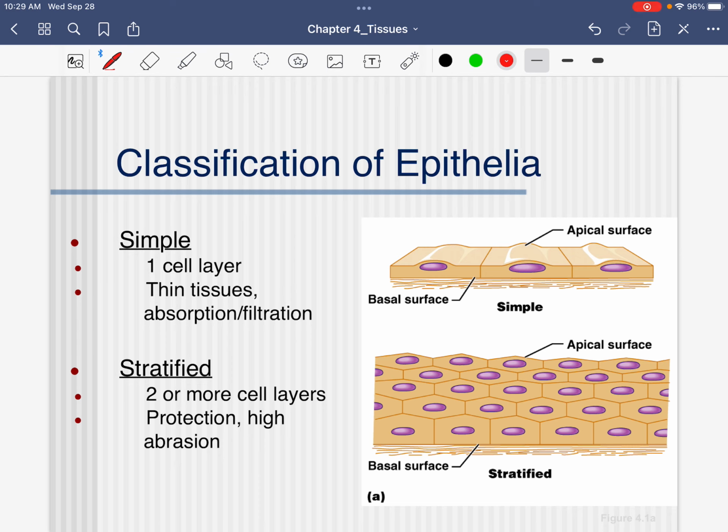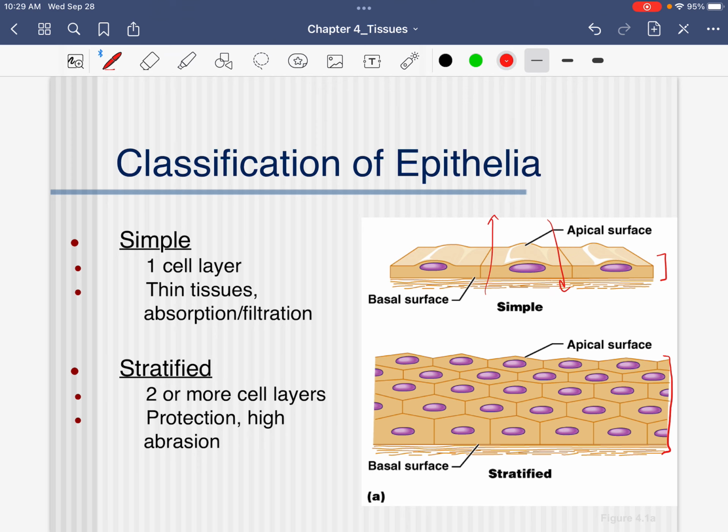Because if we want to absorb gases or secrete mucus or filter in the kidneys, it makes sense to have a thin layer of tissue because it's easier to diffuse through a thin layer. On the other hand, if we have a stratified epithelial tissue, then the function is going to be more of protection. If we have many, many layers, the function is pretty much going to be protection.